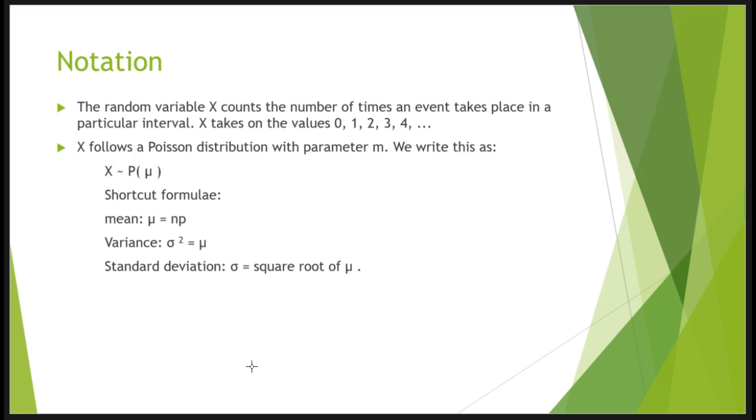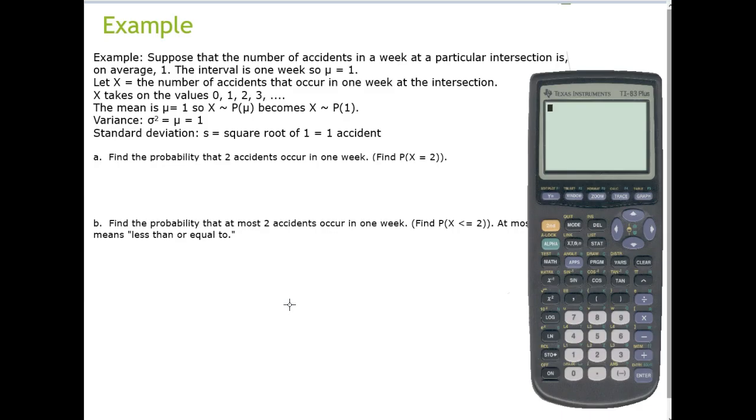So let's take a look at an example. Suppose that the number of accidents in a week at a particular intersection is on average 1. The interval is 1 week, so mu equals 1. We're going to let x equal the number of accidents that occur in 1 week at the intersection. So x takes on the values of 0, 1, 2, 3, etc. The mean is mu equals 1, so x is a random variable with a Poisson distribution of 1. The variance is 1, and the standard deviation is 1 accident.